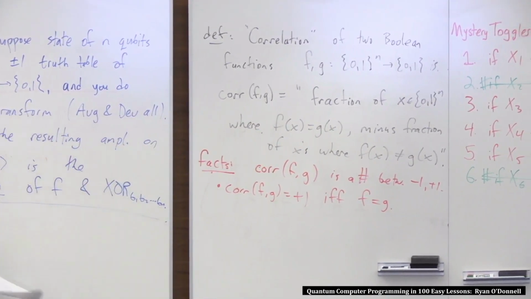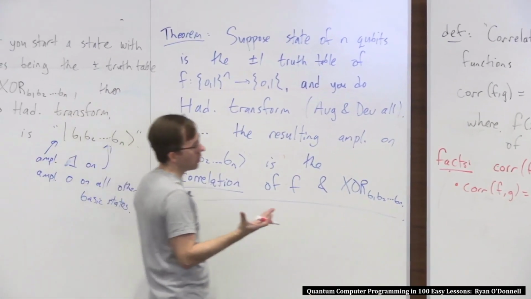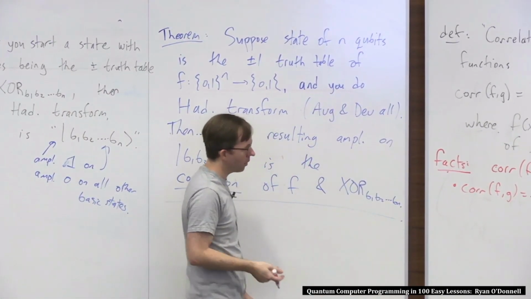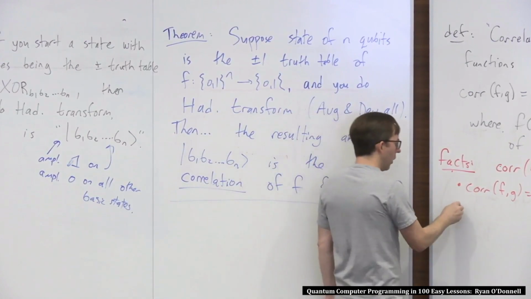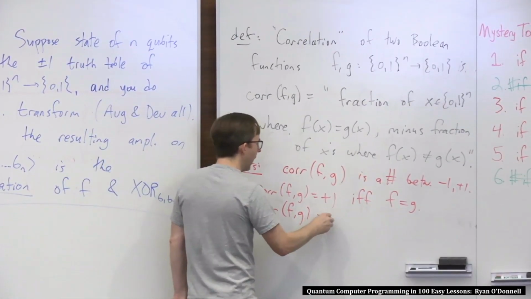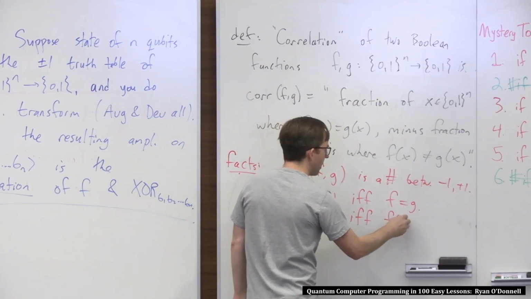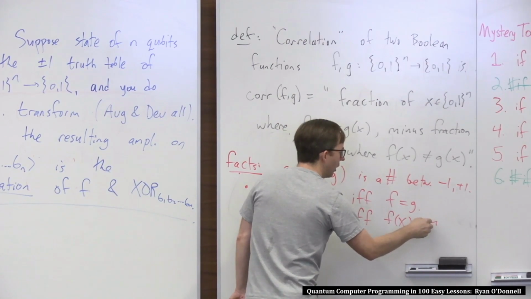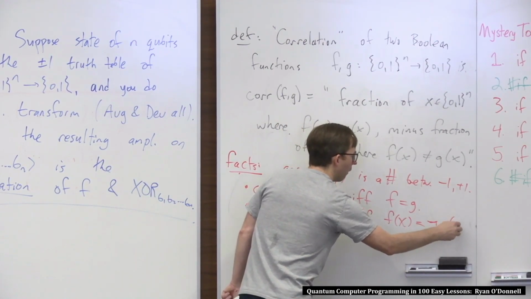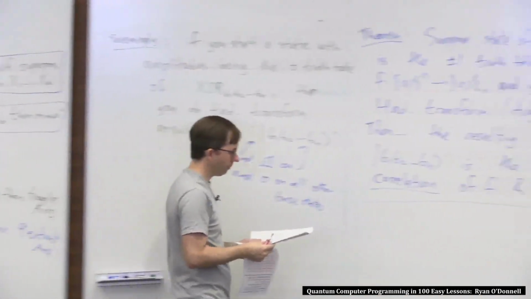Right? And if f and g are the same function, they agree on all the x's. That's fraction 1 where they agree, fraction 0 where they disagree. So it's 1 minus 0, which is 1. Conversely, the correlation between f and g is -1 if they maximally disagree, which is if f of x is always the negation, the not of g of x. Then the fraction where they agree is 0. The fraction where they disagree is 1. So 0 minus 1 is -1.